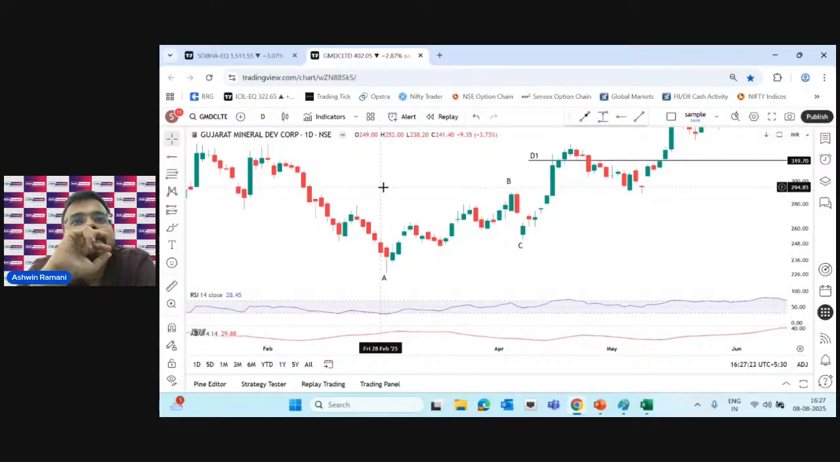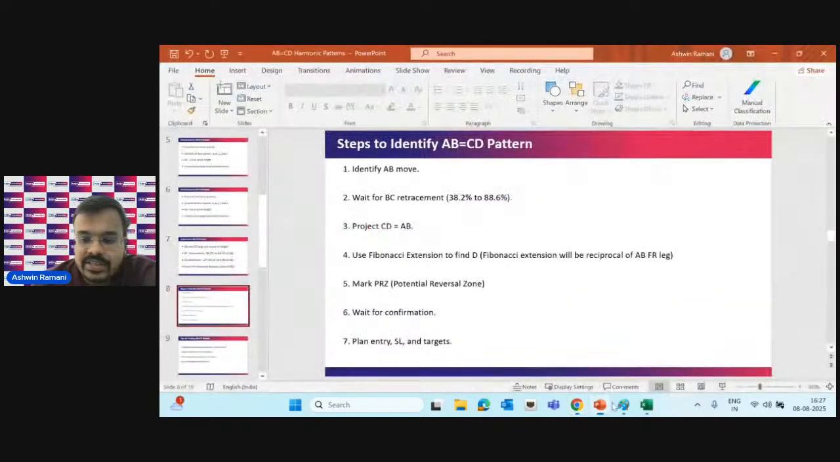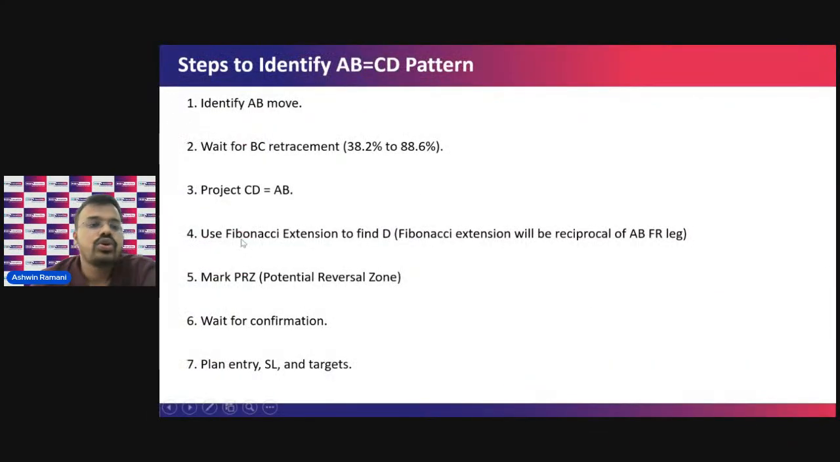Yes, Dinesh ji saying yes, Vaishak ji saying yes, Sagar ji, okay, perfect, super. Now let's go back to our PPT again. So we have projected CD, we have got D1. Now what we will do is, we have to use Fibonacci extension on the BC leg.